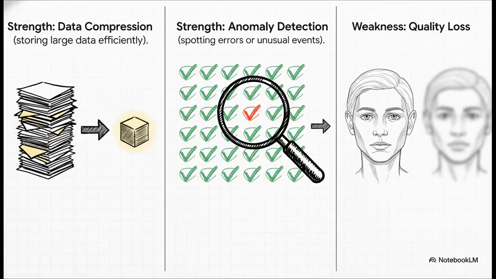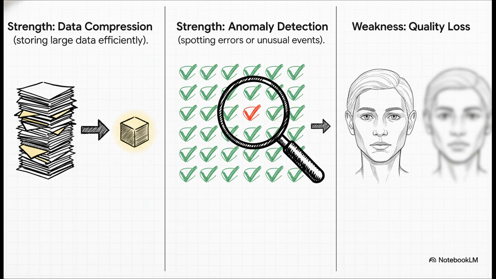And this whole process is incredibly useful. I mean, the data compression strength is obvious. It lets us store massive amounts of data efficiently. But it's also amazing at something called anomaly detection. Because the VAE gets so good at knowing what normal data looks like, it can instantly spot anything that seems weird or out of place.